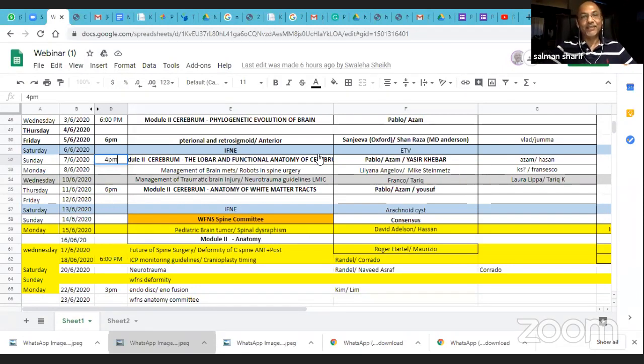And then obviously we have the second session, and then again, Saturday, the IFNE WFNS Endoscopy Committee is going to be having an arachnoid cyst as the topic. And we actually have a WFNS Spine Committee consensus meeting on Sunday. This consensus is on thoracic lumbar fractures. How do we treat them? And they'll be voting from the WFNS Spine Committee on different consensus in order to form guidelines. Then we have David Adelson. I think we don't need to go 10 days ahead. We can talk about it later on.